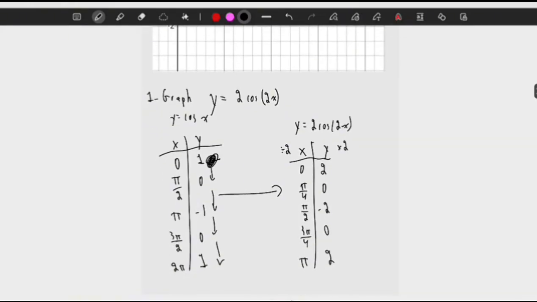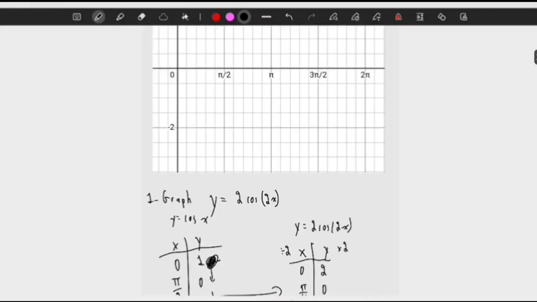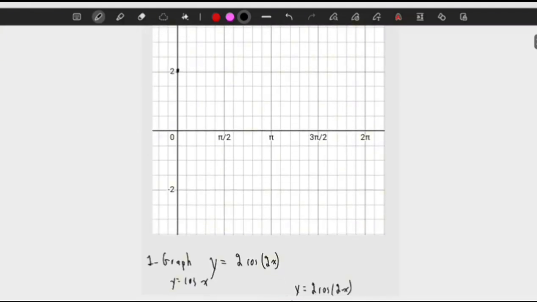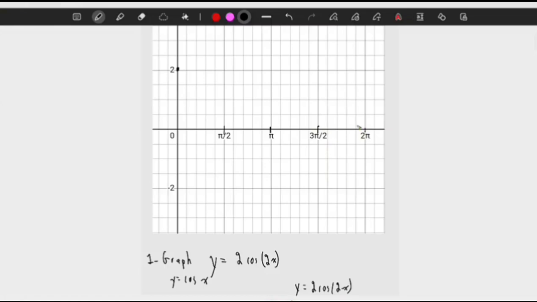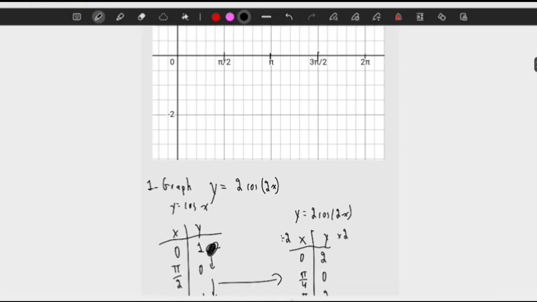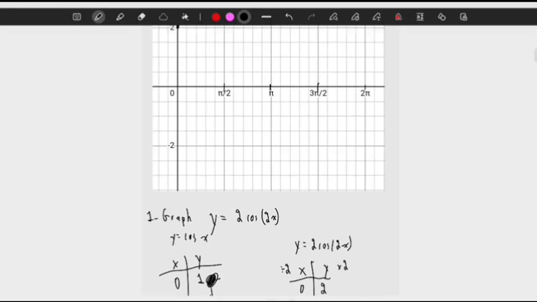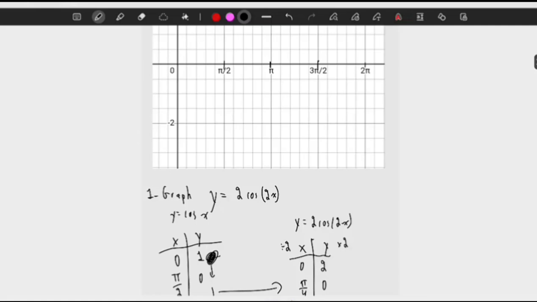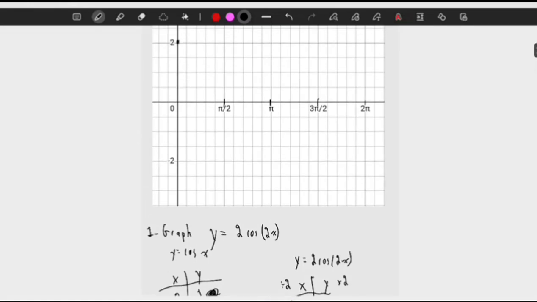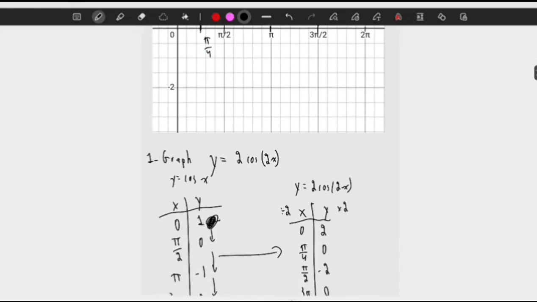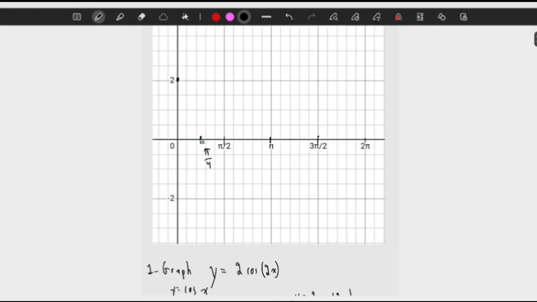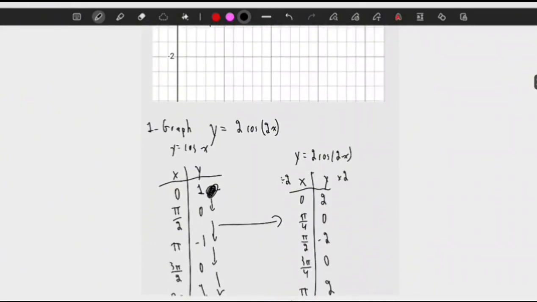At pi over 4, our y is 0. Now sometimes if you have a graph like this where you can't create your own scale, you kind of have to estimate, but sometimes you can also just figure it out. For example, if our function is being divided by 2, or horizontally compressed by a factor of 2, and we have pi over 2 over here, then we know half of that, which is about here, is pi over 4, because that's half of pi over 2. And at pi over 4, y is 0, which would go right here. So that's that point done.